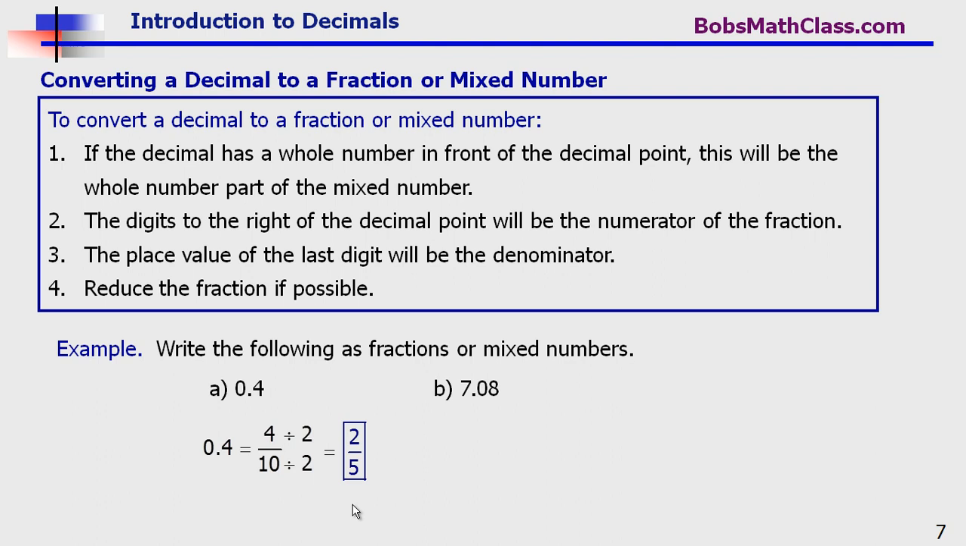7 and 8 hundredths. So the 7 is just going to be a whole number in front of the fraction. 7 and 8 what? What place is the 8 in? Hundredths. So 7 and 8 over 100. Can we reduce it? What goes into both 8 and 100? Let's see, 2 goes into both. Yeah, 4 goes into both of them. So that gives us 7 and 2 over 25. That wasn't so bad, right?